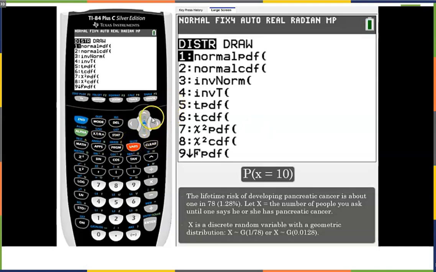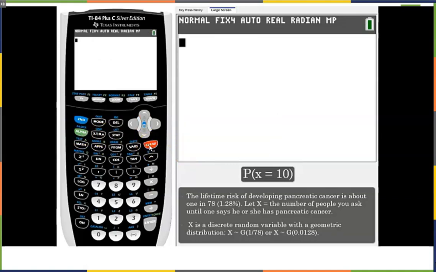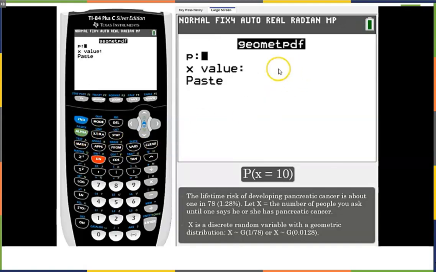So 2nd, VARS, which is our distribution area, and you can scroll down, down, down, but it's actually faster if you go up and go to the end. Geometric PDF is E, geometric CDF is F. If you remember with our location, you can use the alpha to get to them. So I'm going to say 2nd VARS alpha E, and that's going to give me the geometric PDF.